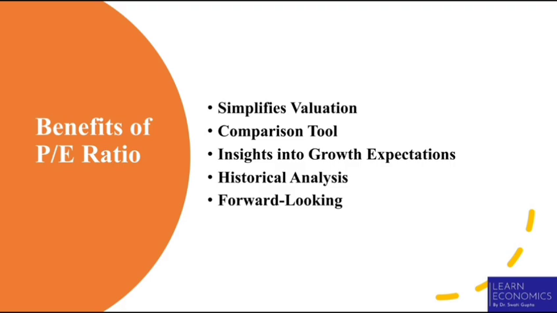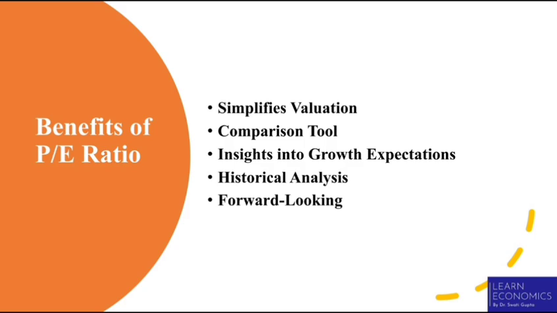Second, comparison tool. The PE ratio allows investors to compare the valuation of a company to its peers or its industry. Investors can determine if a stock is undervalued or overvalued by benchmarking a company's PE ratio against the average PE ratio of the industry or its competitors. For example, if the average PE ratio of the technology sector is 15 and a company ABC Limited in this sector has a PE ratio of 12, we can judge that ABC might be undervalued relative to its peers.